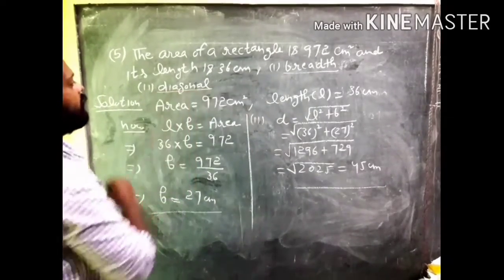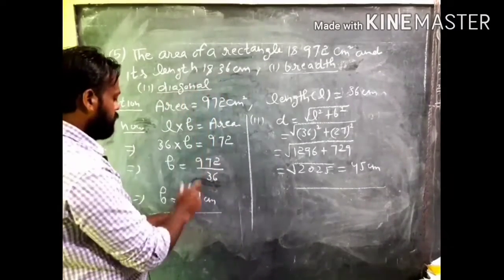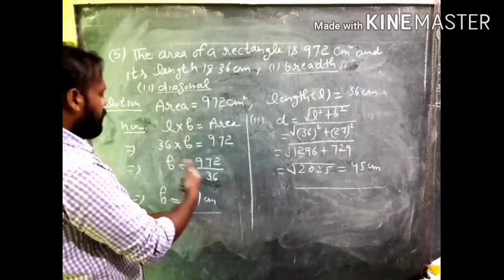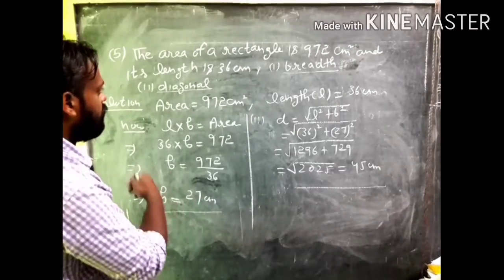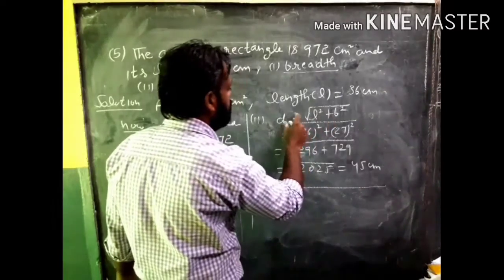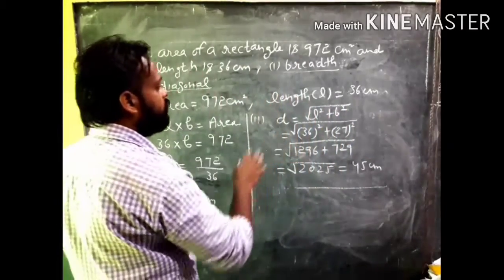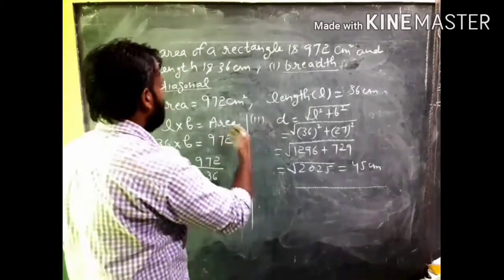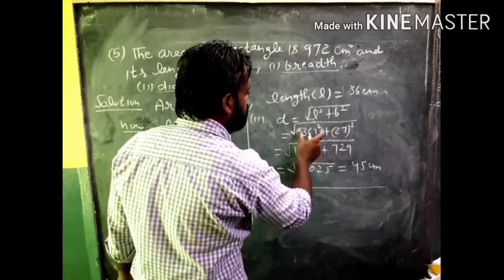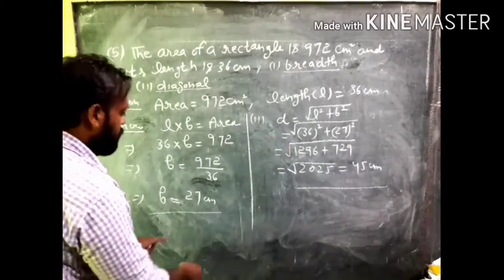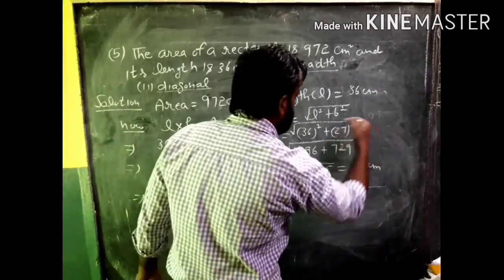Now we have to find out the value of the diagonal also. We have both values: the length is already given and we just calculated b. So you can use the relation d is equal to the square root of L square plus b square. By applying this formula, we can simply find the length of the diagonal. That is 36 raised to power 2, plus 27 raised to power 2.